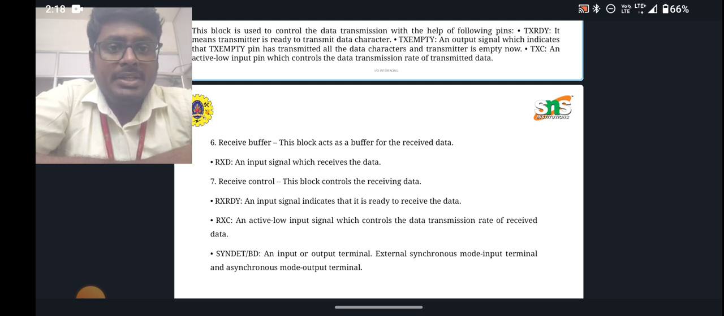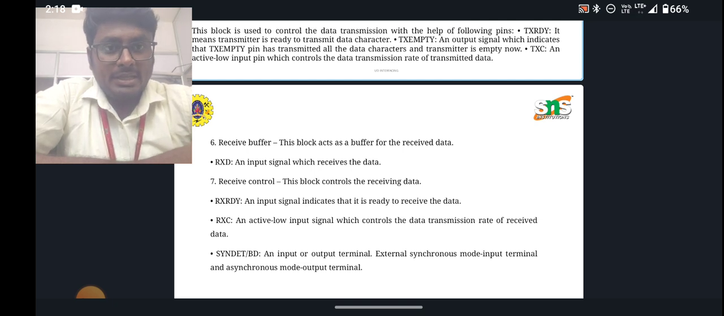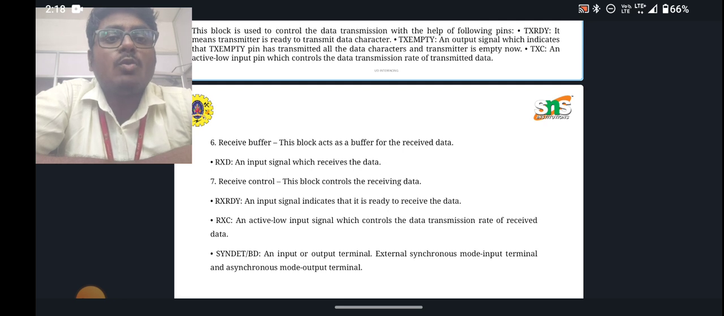Whereas SYNDET/BD is an input or output terminal: an external synchronous mode input terminal and an asynchronous mode output terminal.